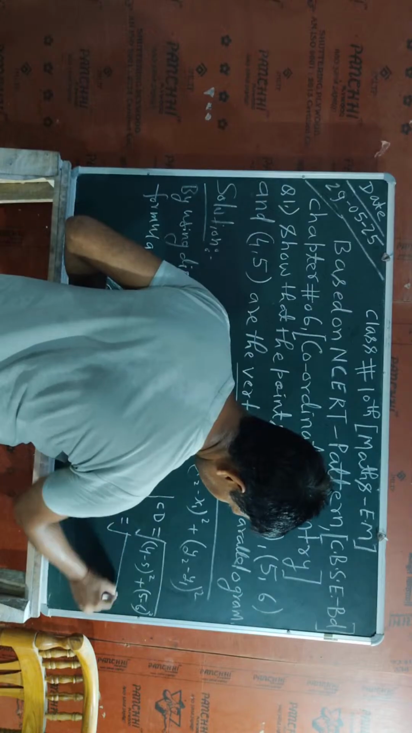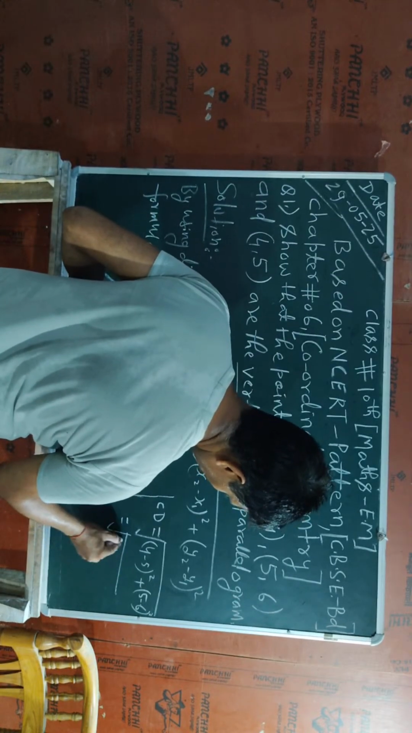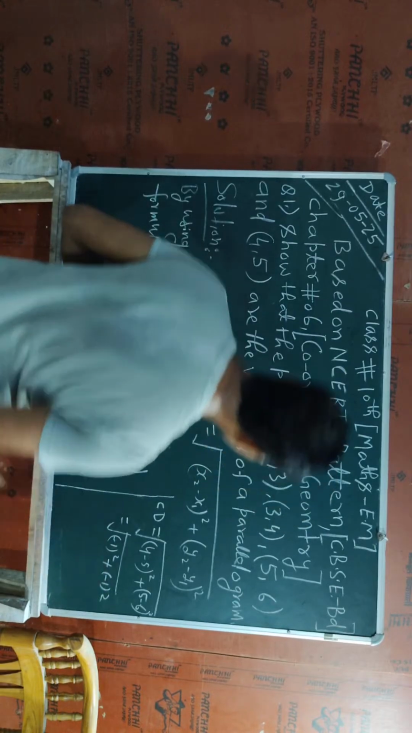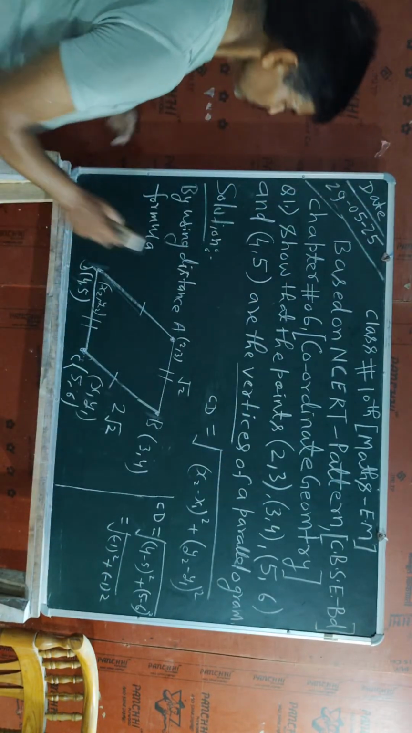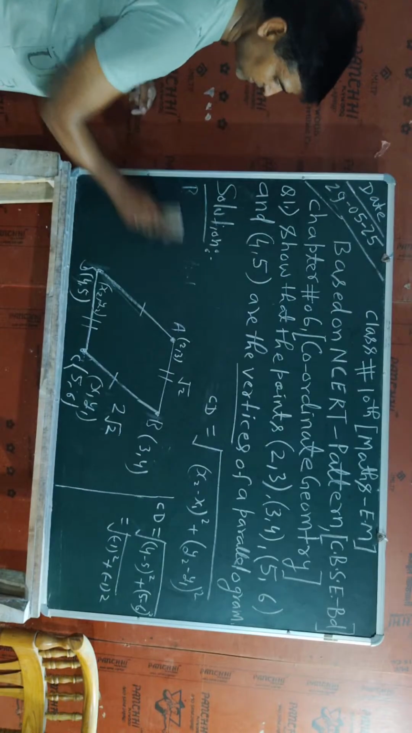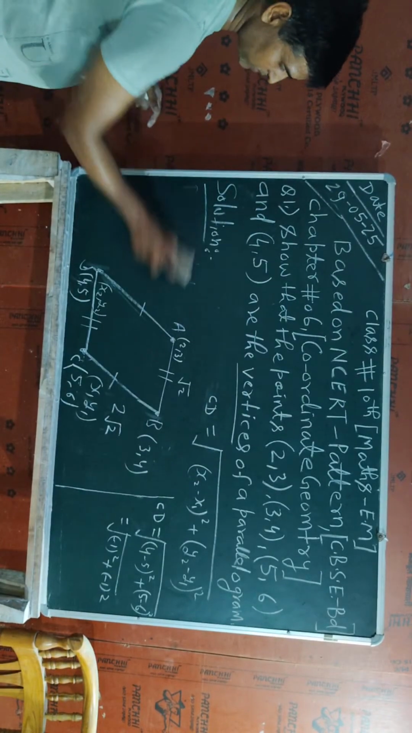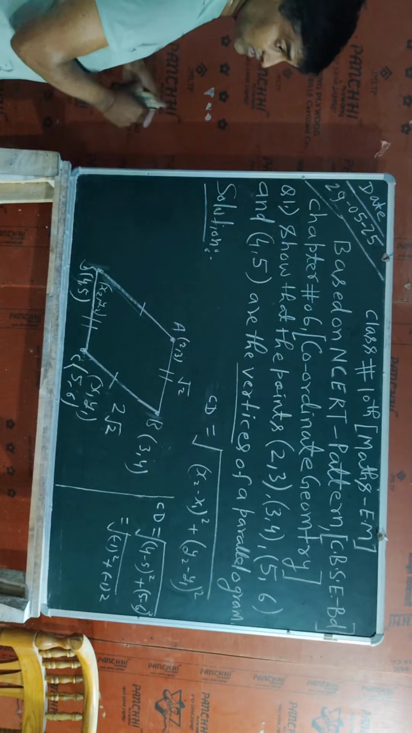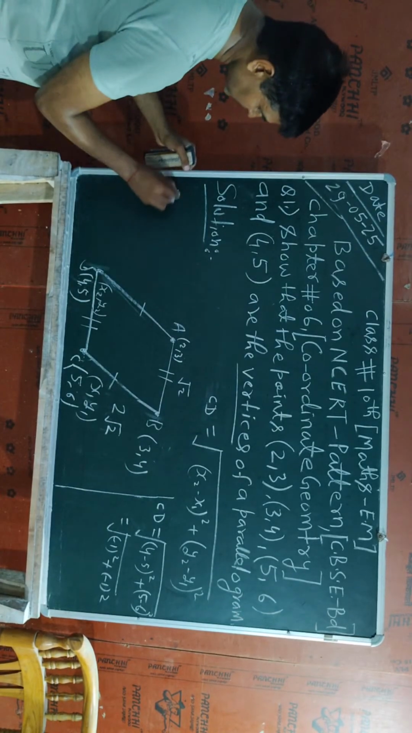After simplifying, I will get minus 1 whole square and plus minus 1 whole square. Students, here you have to concentrate, because I am going to explain one piece of information. Students tend to make a mistake here, therefore I am going to clear it.